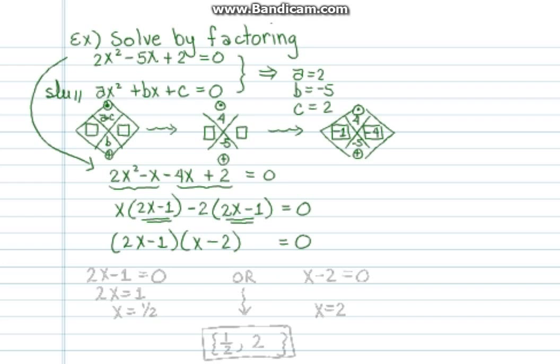Back to note 25, set the factors equal to 0 and solve. All right, we've got 2x minus 1 equals 0, or x minus 2 equals 0. Solve each of these little equations. That's step 4. Here we get 2x equals 1, which means x equals a positive 1/2, or here we have x equals 2. So our final answer, if we write it in set notation, just list them in the set notation in any order: x equals 1/2, x equals 2.